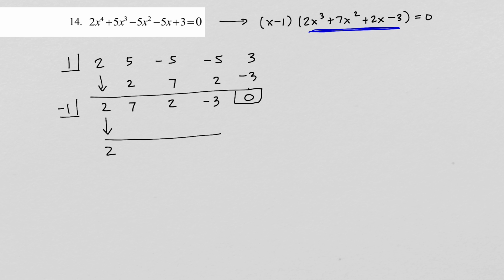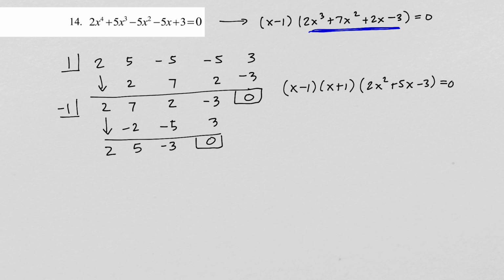1 next. So let's see, negative 1 times 2 is negative 2. Then we get 5. Negative 1 times 5 is negative 5. And we get negative 3. And negative 1 times negative 3 is 3. And adding those, we get 0. So we have success. So now we know this thing factors into x minus 1, x plus 1, and then 2x squared plus 5x minus 3.